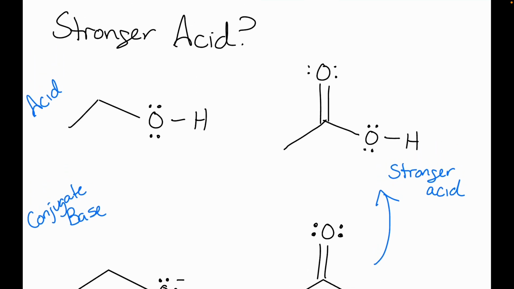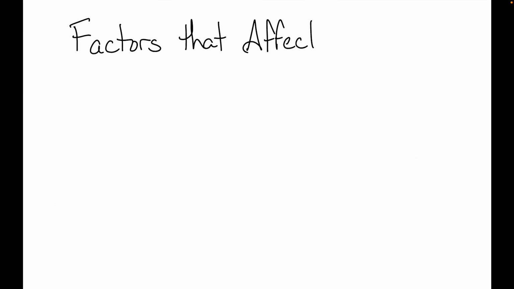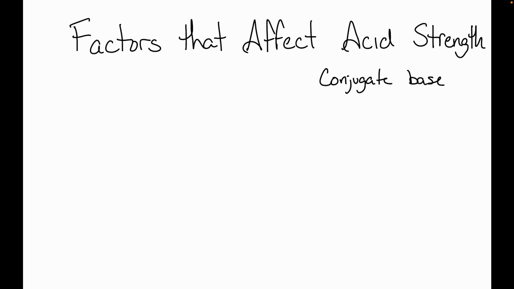Okay, so let's just make a list here. Factors that affect, hopefully with an A, acid strength. Okay, but really when I'm saying acid strength, that's really code for what? The conjugate base stability, right? So acid strength, or really conjugate base stability.